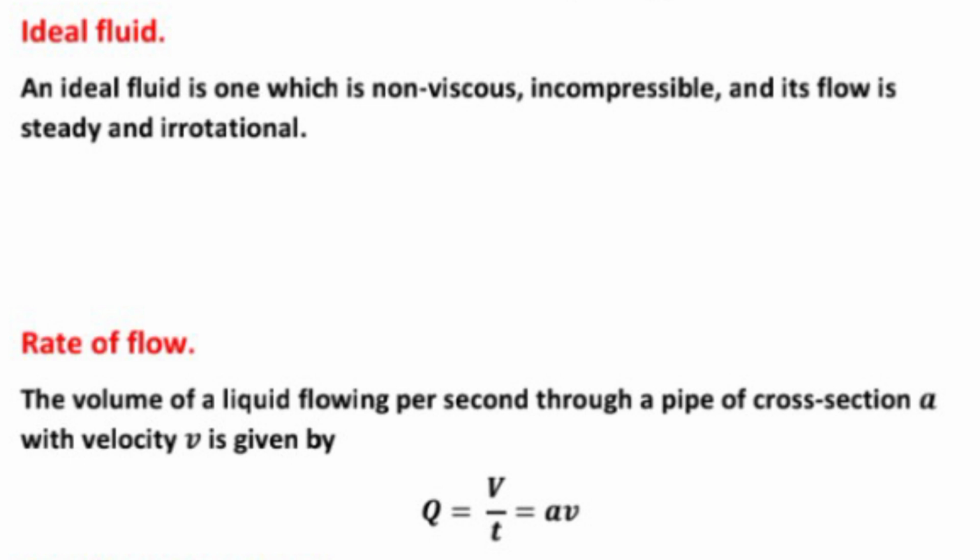Rate of flow. What is rate of flow? The volume of a liquid flowing per second through a pipe of cross section A with velocity v is given by Q equal to V upon t, and that will be equal to A into v.